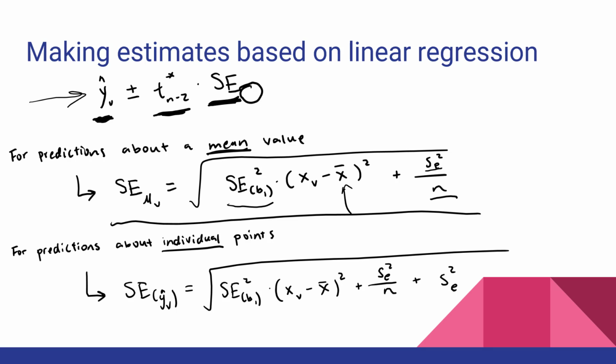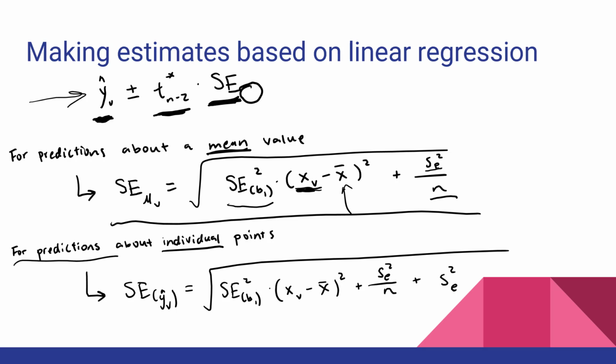Your x bar is going to be, out of all of the data points, the mean x value for all the data points. But this x_v looking thing just means the x value you're making a prediction about. If I'm making a prediction about men with 39-inch waists, then your x_v will be 39. And so that's the formula: the square root of the standard error of the slope squared times how far off your predicted x value is from the mean x value squared, plus the standard error of the residuals squared over the number of data points.